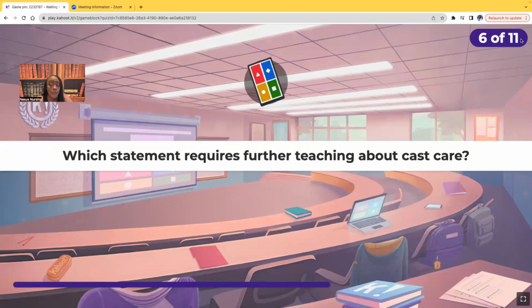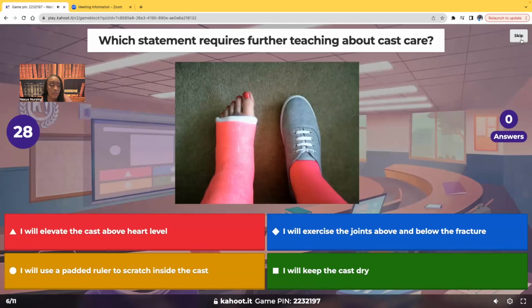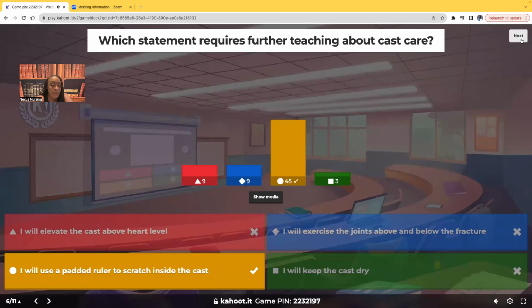Which statement requires further teaching about cast care? If the patient says: I will elevate the cast above the level of the heart. I will exercise the joints above and below the fracture. I will use a padded ruler to scratch inside the cast. I will keep the cast dry. Which statement requires further teaching about cast care? Very good. I will use a padded ruler to scratch inside of the cast.